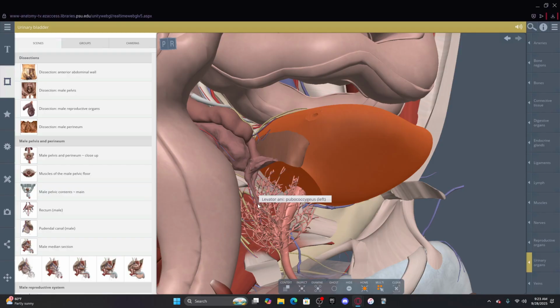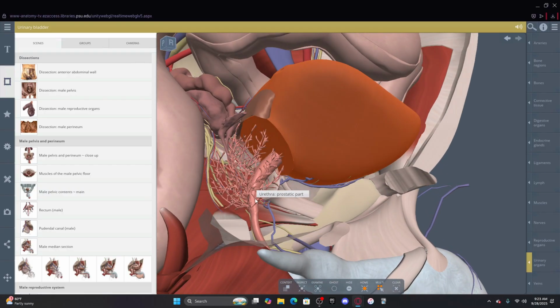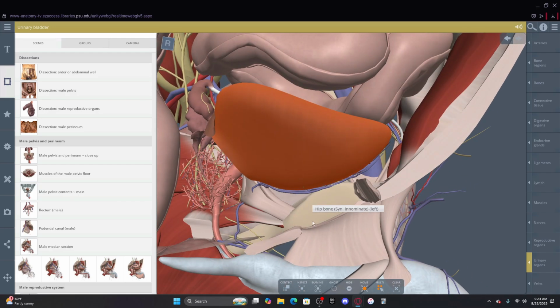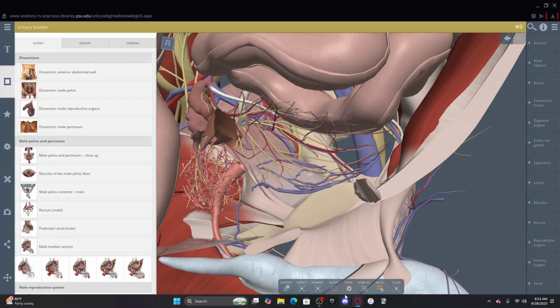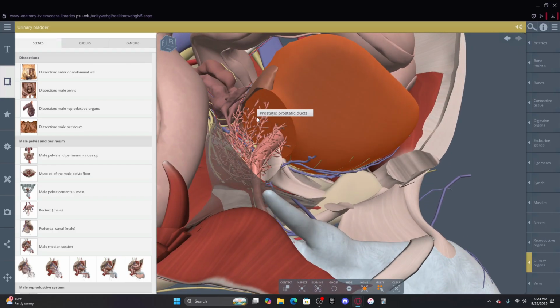Via the convergence of the seminal vesicle and the ductus deferens, we can see the ejaculatory duct, right? And then we can see the urethra. This would be the prostatic urethra. This would be the urinary bladder, right? So if I remove the urinary bladder, get that back, right? So, urinary bladder.